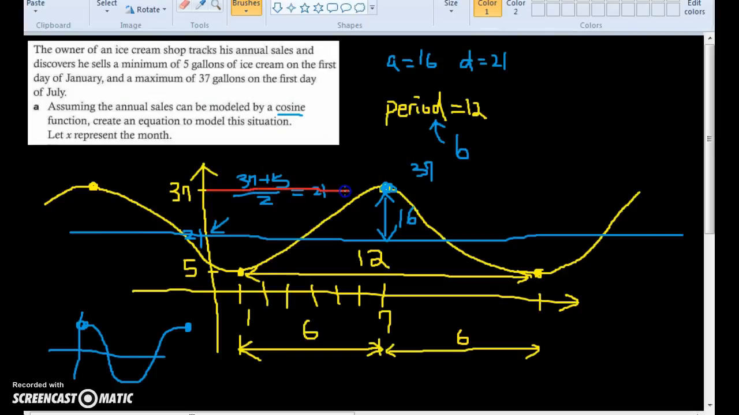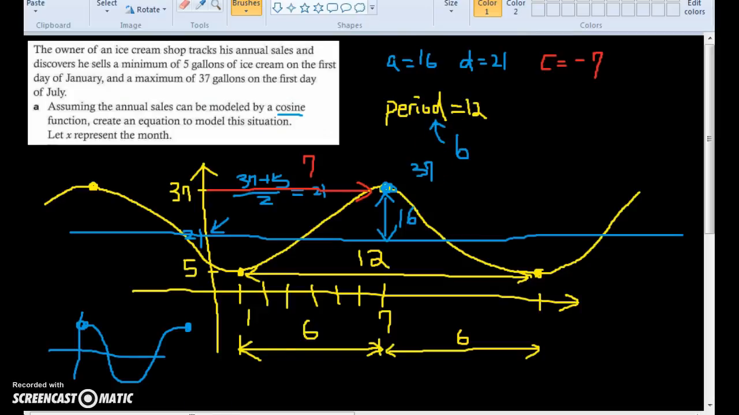So it is now shifted to the right by 7 units. So my C is equal to -7. Alright? If you need help finding any of these values, please talk to me as soon as possible and I'll help you out.